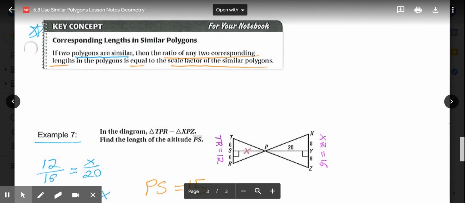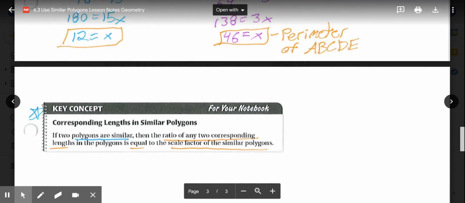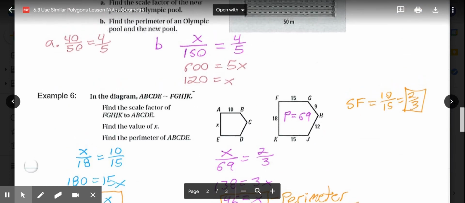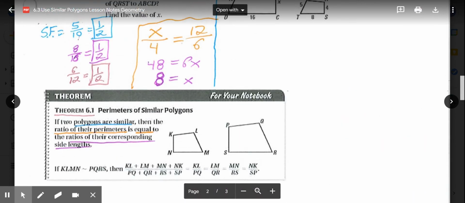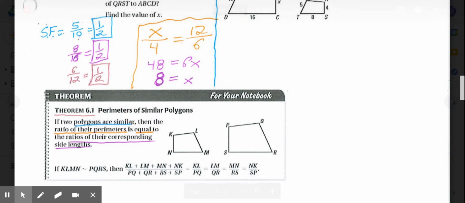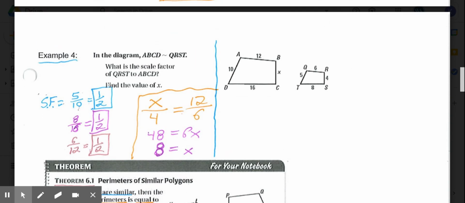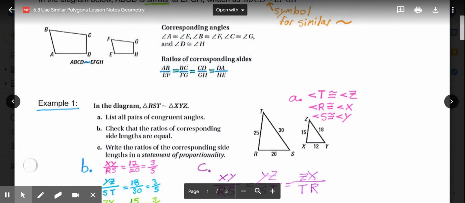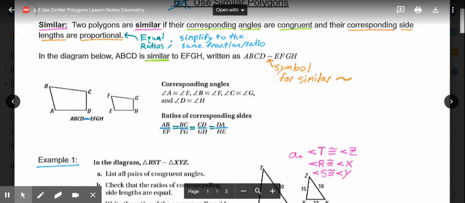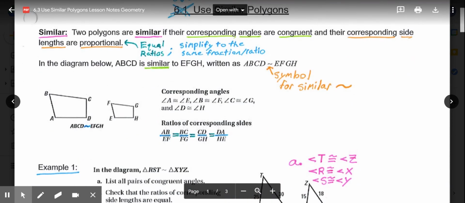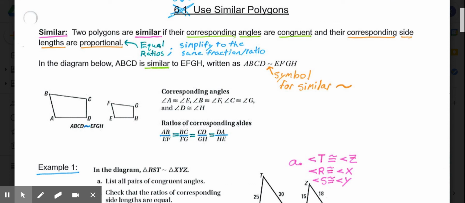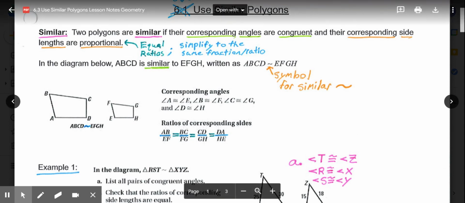But again, the big ideas come back to corresponding lengths being proportional to the scale factor, all of these proportional reasonings, and the idea that the perimeters keep the same ratio or scale as your scale factor of individual sides. But again, if you didn't do lessons 6.1 and 6.2, refreshing on ratios and solving proportions, you'll want to make sure you do those before working on today's lesson.